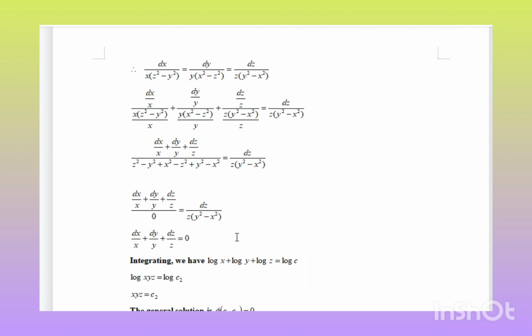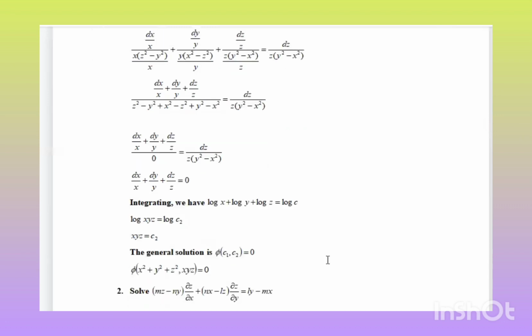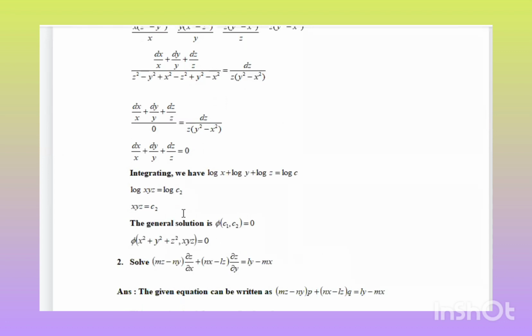Integrating on both sides, you will get: dx/x integrates to log x, dy/y to log y, dz/z to log z. So log x + log y + log z = log c, some constant. Since log a + log b + log c = log abc, log x + log y + log z can be written as log xyz = log c2. Logs cancel, so xyz = c2.